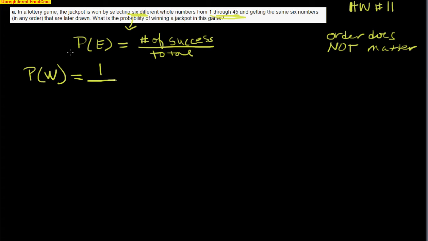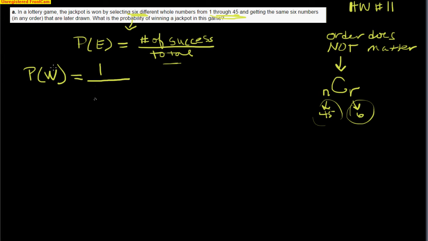So the challenge comes not with the numerator, but with the denominator. How do we find the total number of possible lottery choices, lottery picks? We are told that order does not matter, and we are also told that we are choosing 6 numbers out of a set of 45, so we can conclude that we have a combinations problem here, where n is our 45 and r is our 6. This is the total number we're choosing from, and this is the number that we're choosing out of that 45.